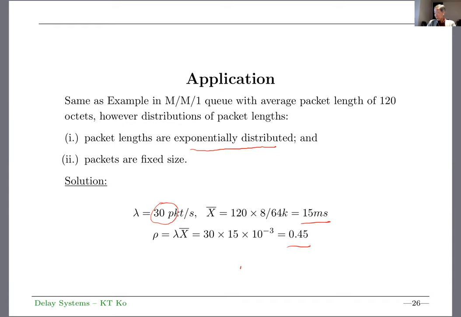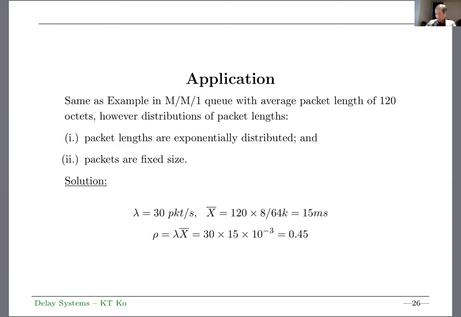So the first example is the one we already visited, but that time it was derived directly using the iterative process on the relationship between the waiting time and the queue size. But this time we go indirectly through M/G/1 Q. Now, the second change is what happens if it's no longer exponentially distributed, but a fixed packet size. In that case, if you know the first and second moment of a fixed size, then you can calculate the waiting time in the queue.